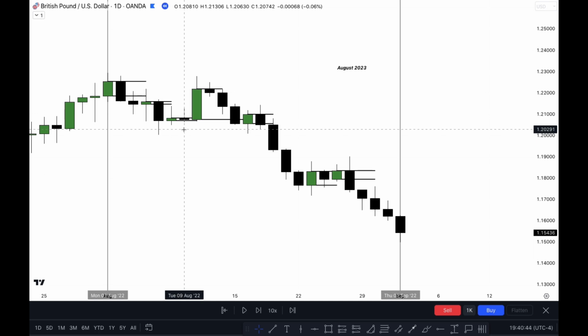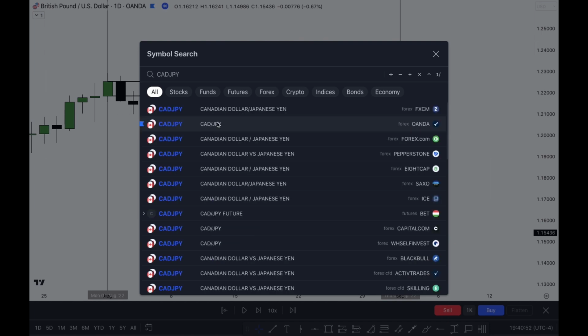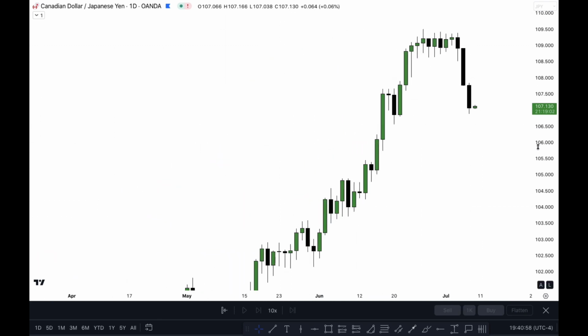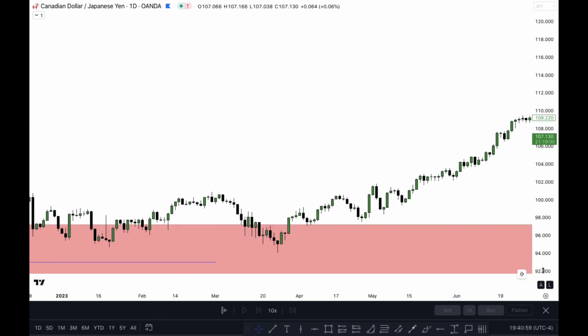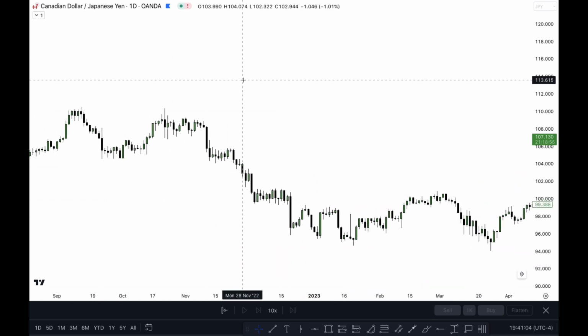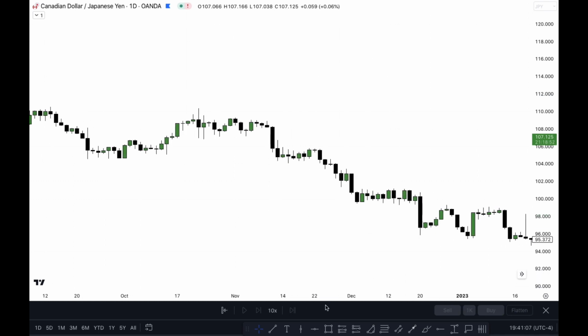So let's look at something completely different that I normally don't look at. Let's look at CAD JPY. Completely something I don't even look at. Let's just find a bearish leg. Doesn't matter where it is. We're going to find a bearish leg, we're going to come to a point, and we're going to remove all this stuff. Okay, so we got November.